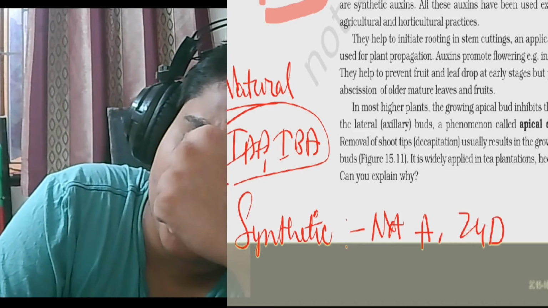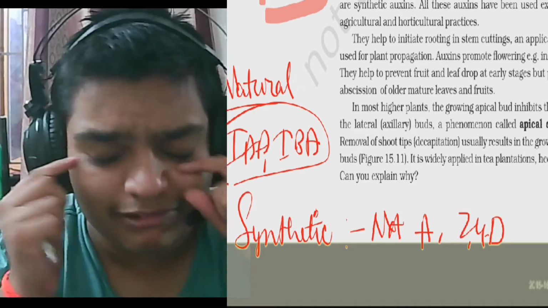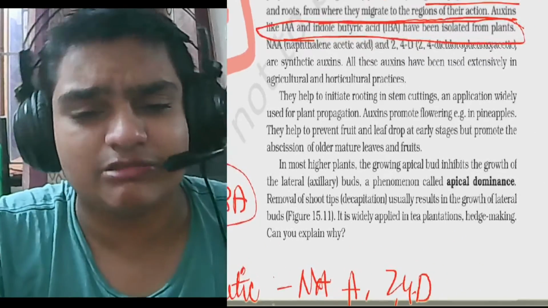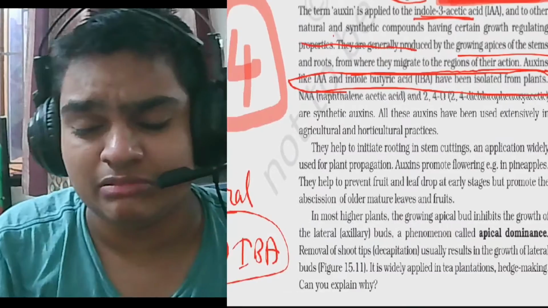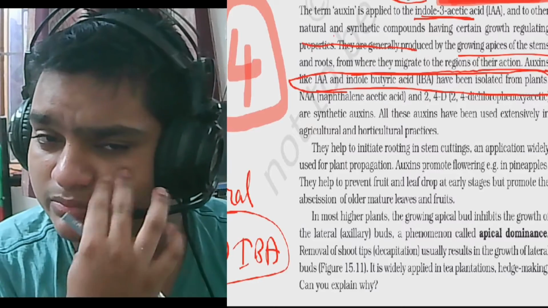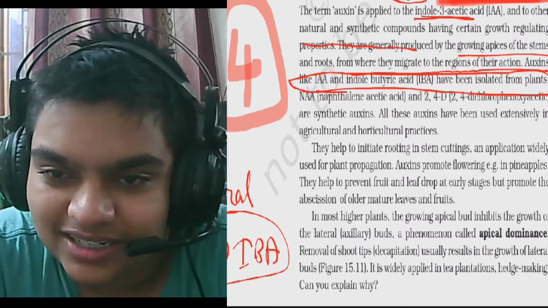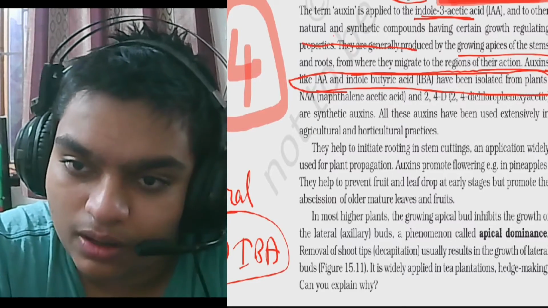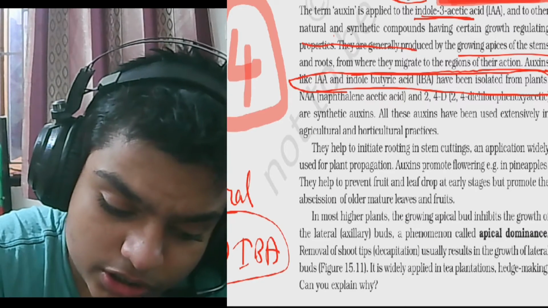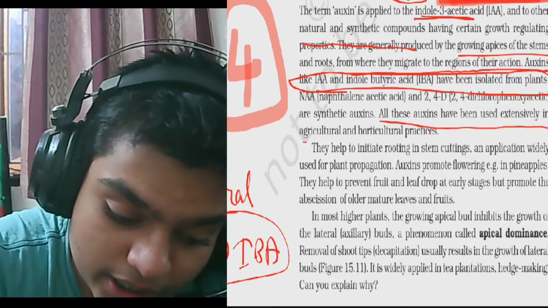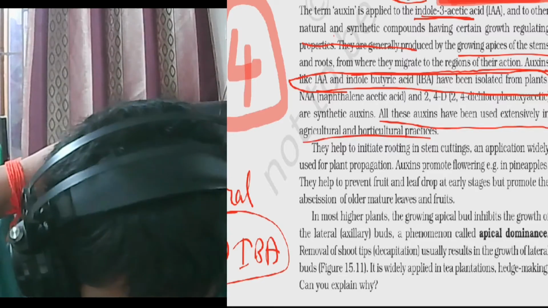Yesterday I told you about this 2,4-D while doing the MCQ series. It is used in insecticidal applications. These were synthetic auxins. These auxins are used extensively in agriculture and horticulture practices.